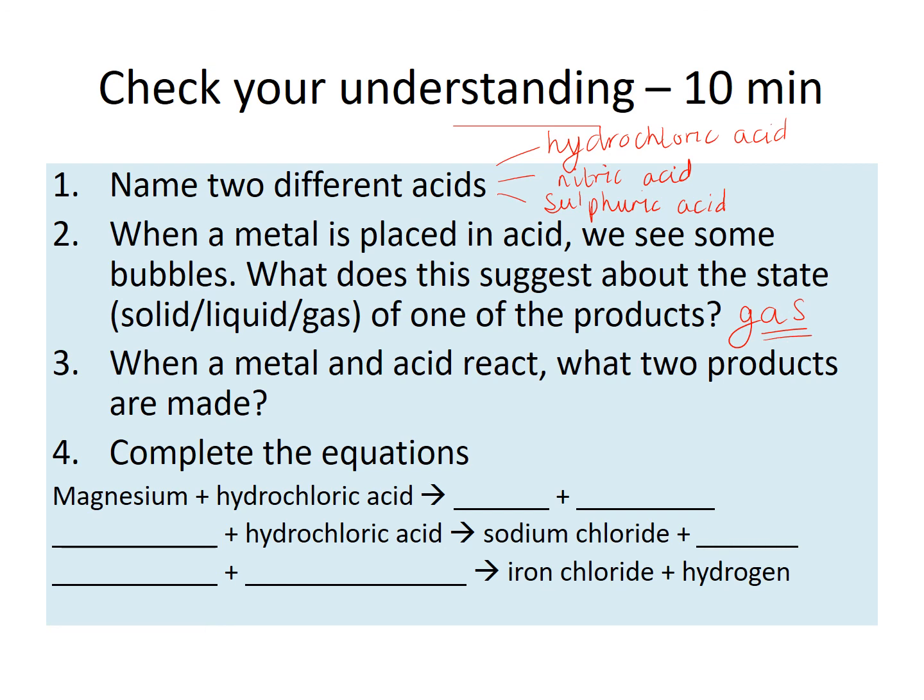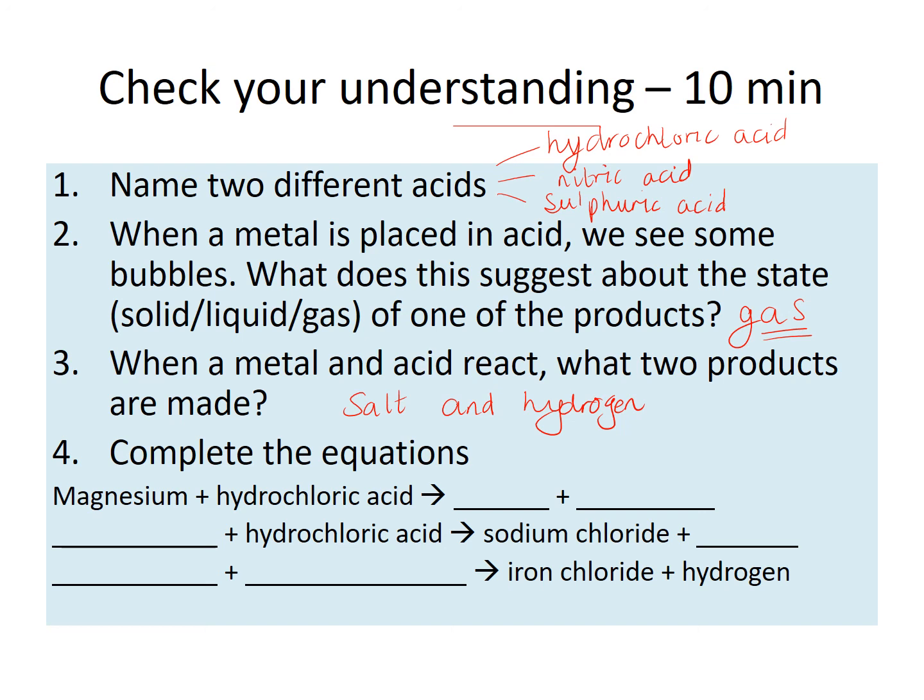Question number 3. When a metal and acid react, what 2 products are made? When a metal and an acid react, we know that one of the products is a salt and the other product is hydrogen gas. Well done if you got that one right.